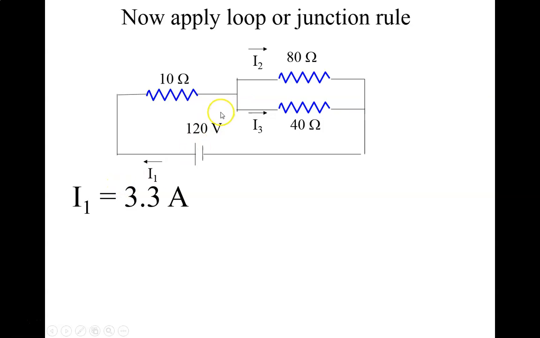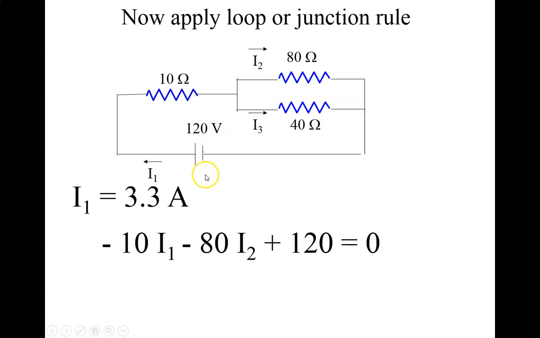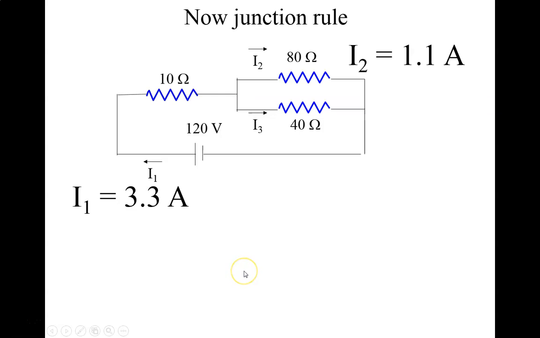Now we know I1. Now we just have two unknowns. Probably what we want to do is use a loop rule, just like we did before: 10 I1 minus 80 I2, plus 120 equals 0. Sub in for I1, you get I2 equals 1.1. And then all we have to do is use the junction rule. The junction rule is that this 3.3 equals these two added together. So it's got to be 2.2.